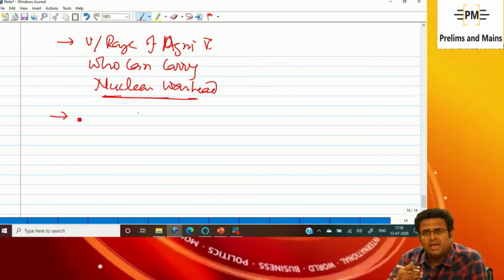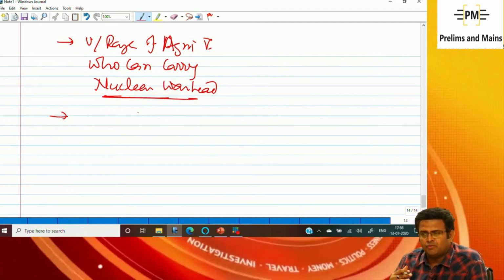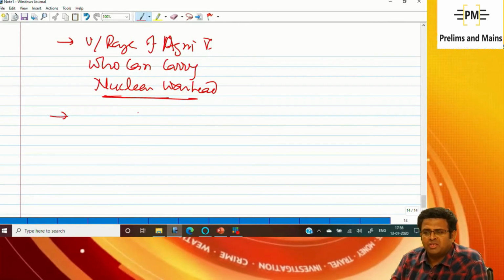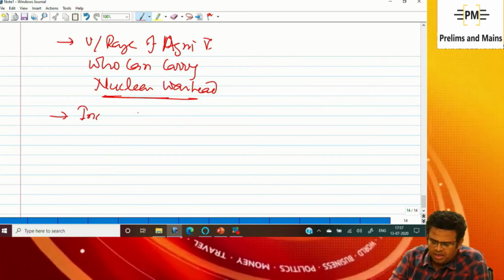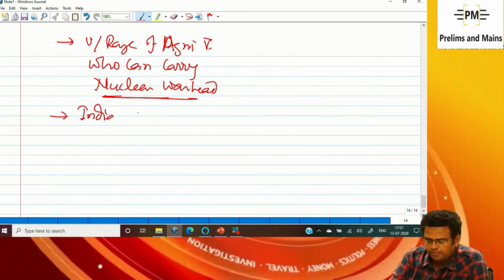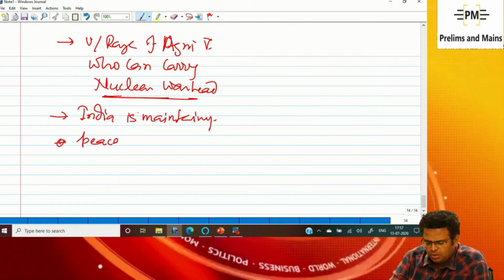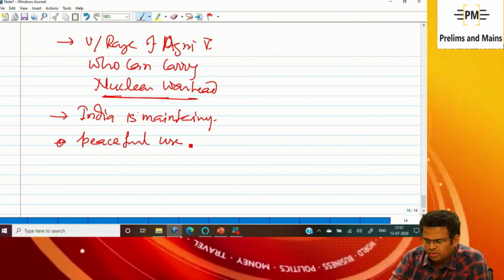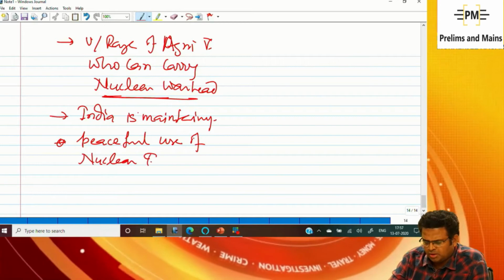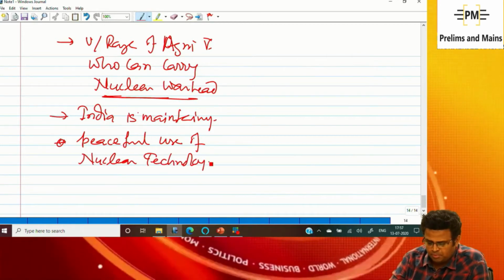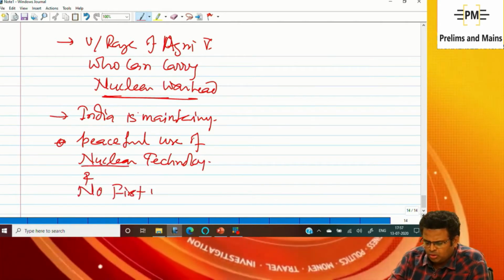They said that India is showing a peaceful kind of environment, a peaceful policy, since a long time. India is maintaining peaceful use of nuclear technology, meaning for energy production, and a no first use policy.